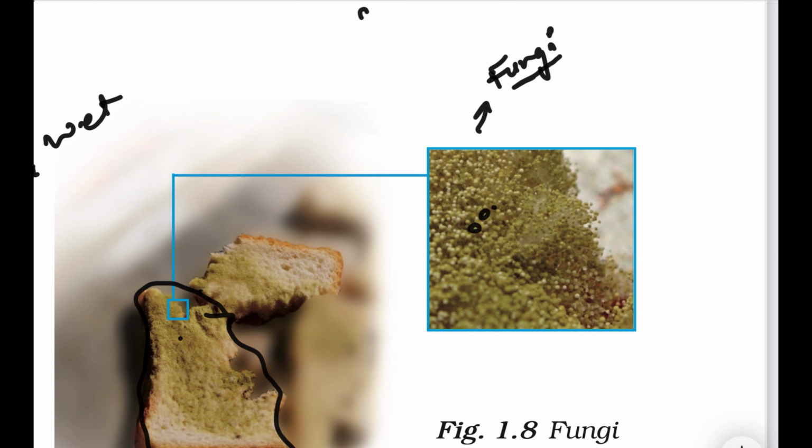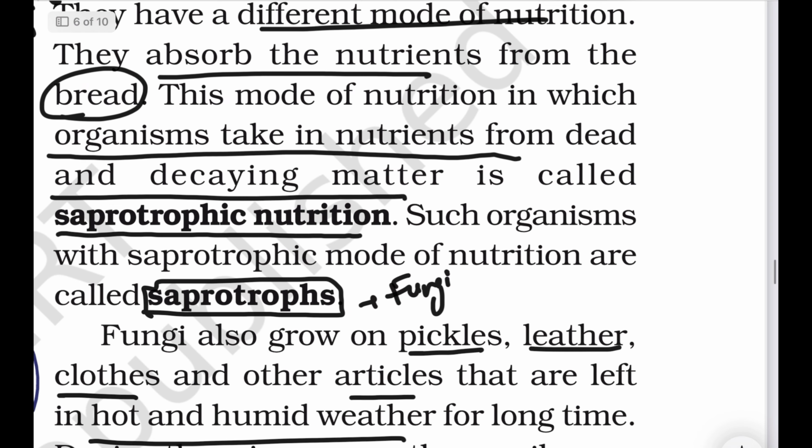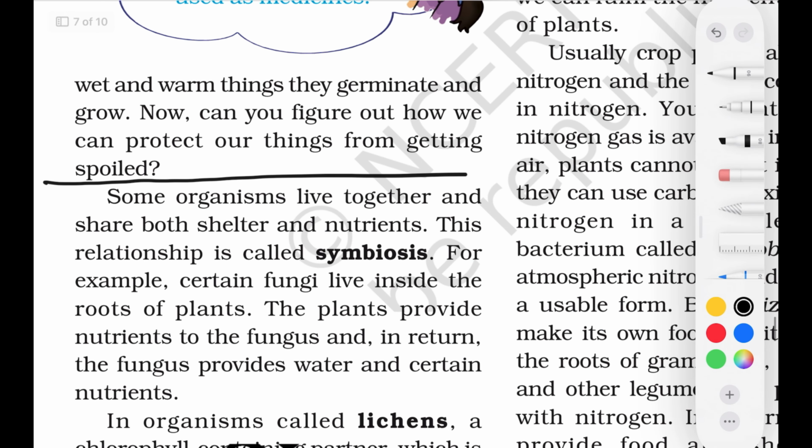Here you can see these small spherical structures. These are fungal spores that further give rise to mature fungi. These fungal spores are always present in air. When they get a suitable environment for their growth, like humidity or moisture, they grow easily. I hope this is clear to you all.